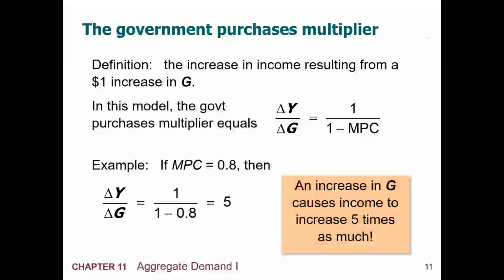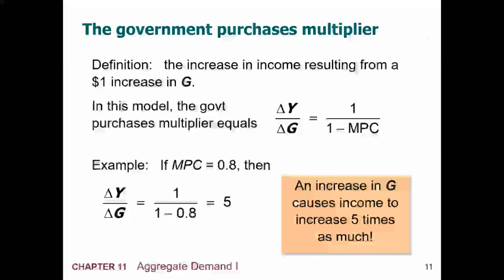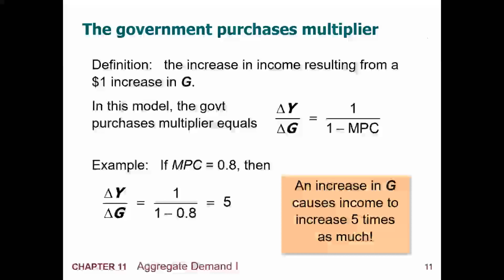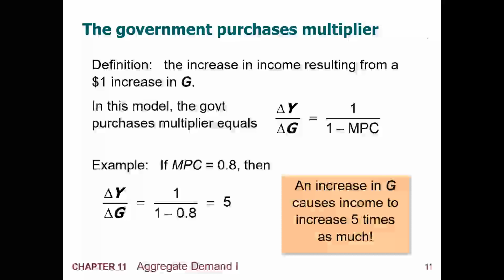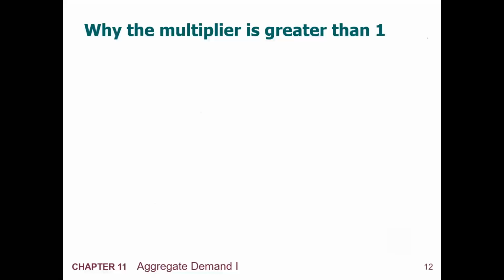So for example, if MPC is equal to 0.8, then the change in Y over change in G is equal to 1 over 1 minus MPC, which is 1 over 1 minus 0.8, which is 1 over 0.2, and the answer will be 5. So an increase in government spending causes income to increase by 5 times as much.